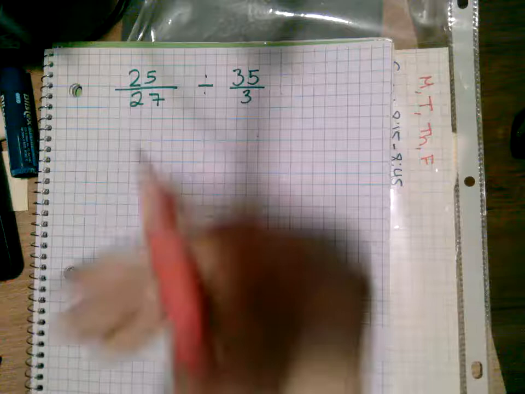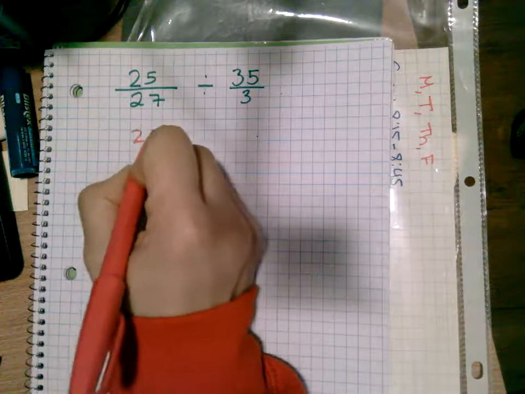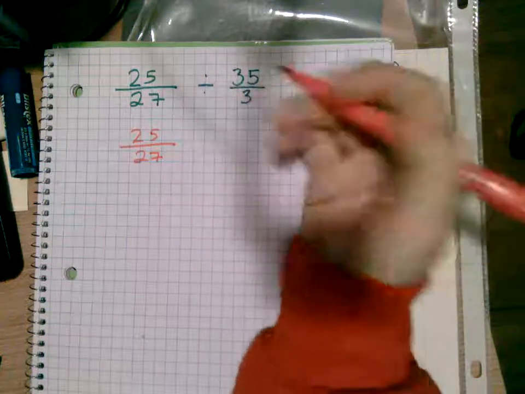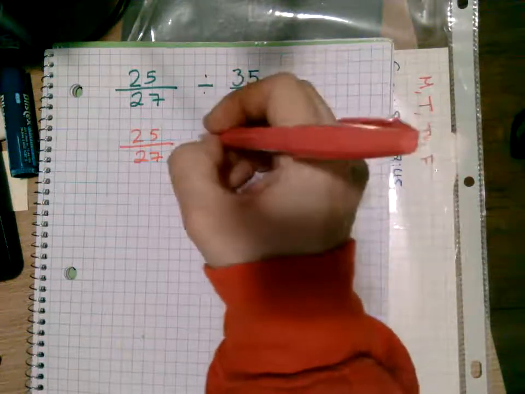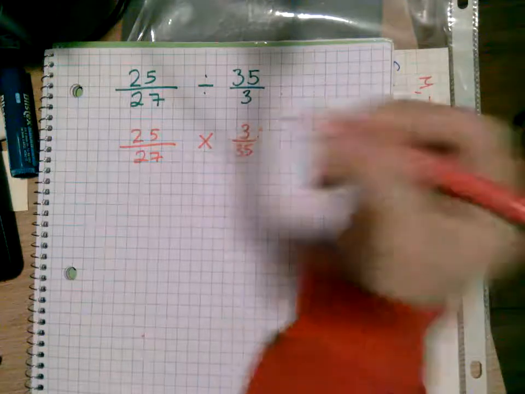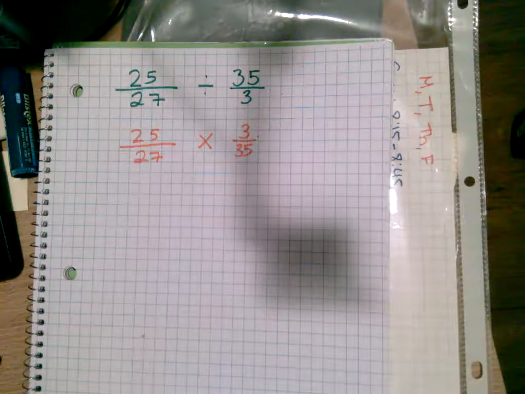Drive me bananas. Okay, so this one's 25 over 27. That one does not change whatsoever. We change division to multiplication, and then we flip this around. 3 over 35, right? And there's a reason why I chose these numbers.